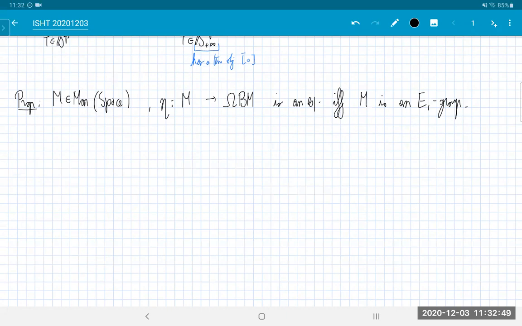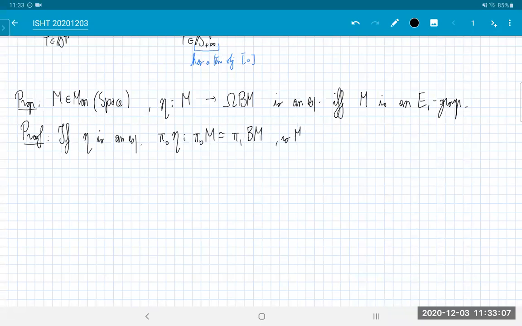Good. So first proof, well, if eta is an equivalence, pi zero eta is an isomorphism from pi zero of M to pi one of BM, so M is a group. Okay, this was the silly direction, but we have also to do the silly directions from time to time. So the real content is the other direction. It's the case when M is a group, that this map is an equivalence.